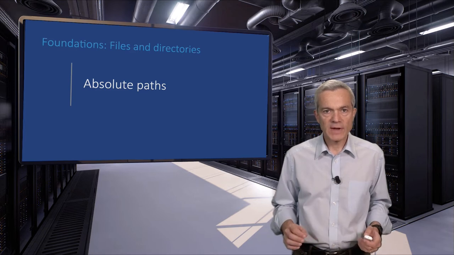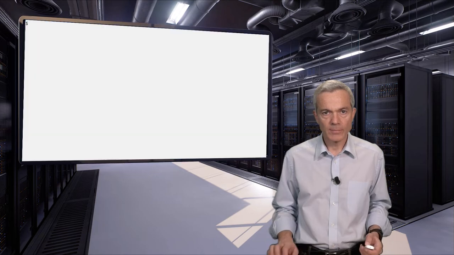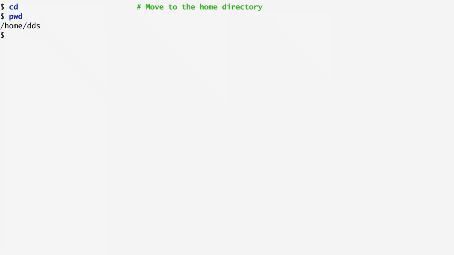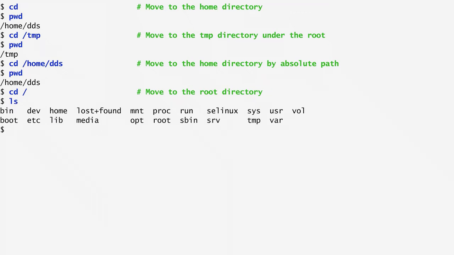Absolute paths express a file's location relative to the top, the root directory. First, using cd, I move to my home directory. To move to another directory with an absolute path, we precede the path with a slash. So, cd /tmp takes us to the tmp directory. From there, we can use an absolute path to go straight to our home directory, which in my case is /home/dds. The slash is the root directory.